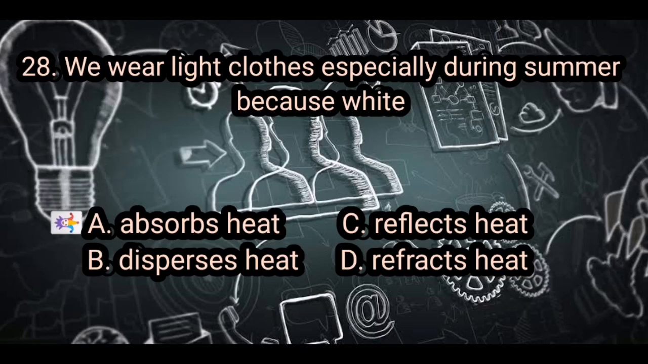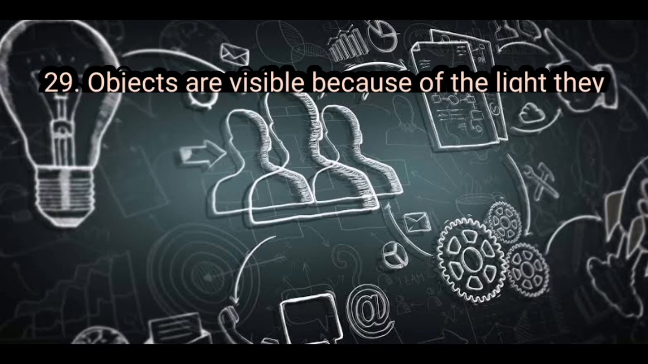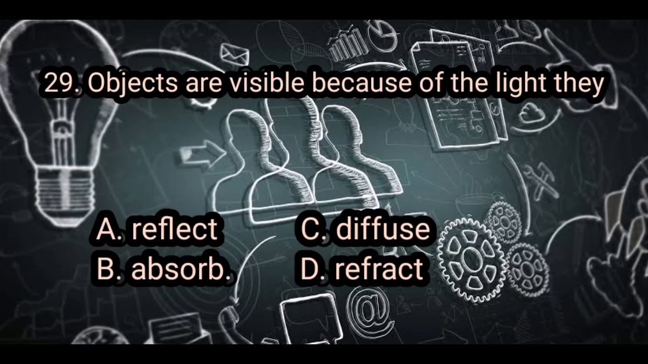Correct answer, letter A. 29. Objects are visible because of the light they: A. Reflect. B. Absorb. C. Diffuse. D. Refract.